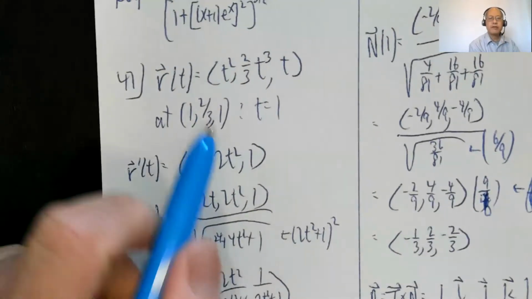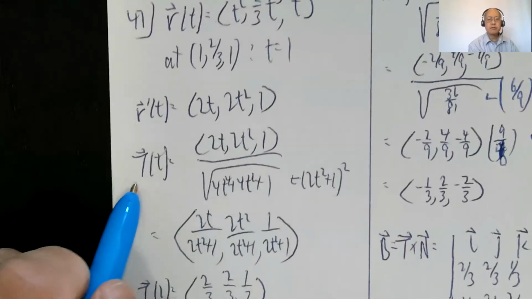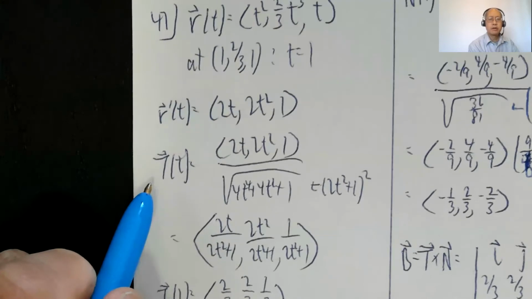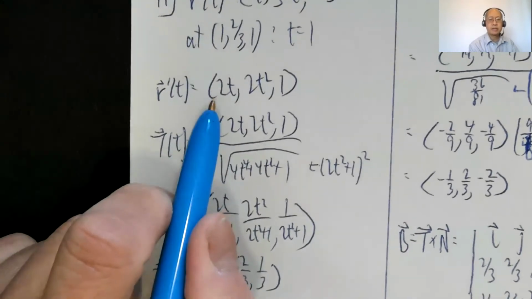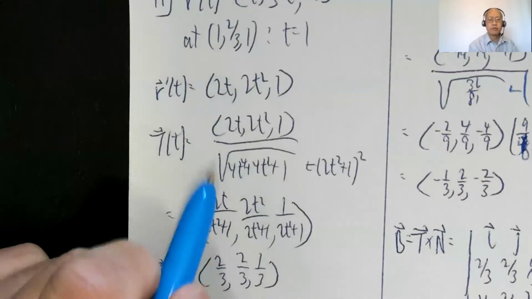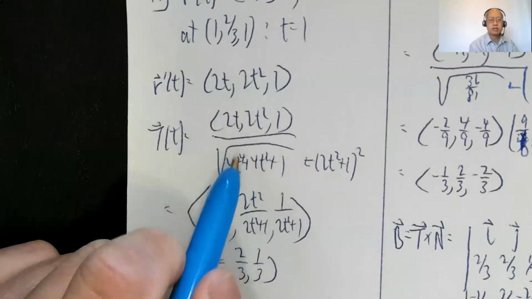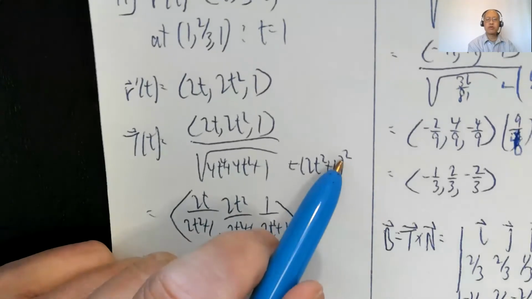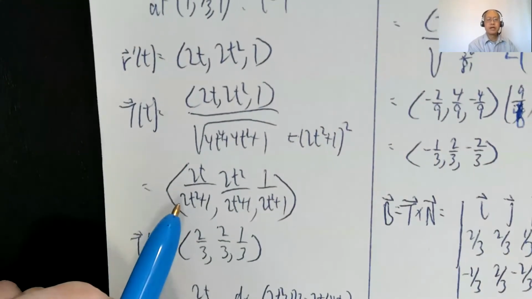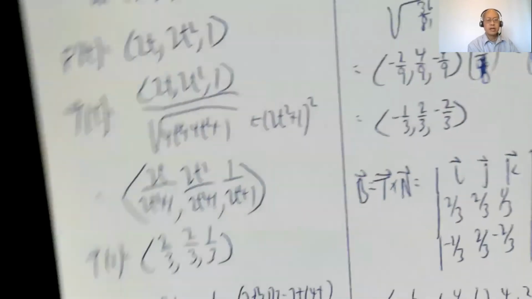Okay, so first derivative: 2t, 2t squared, 1. Magnitude: the unit tangent vector is r prime divided by its magnitude, which is radical 4t to the 4th plus 4t squared plus 1. This very conveniently is (2t squared plus 1) squared, whose square root is 2t squared plus 1. Okay, then I plug in 1: 2/3, 2/3, 1/3.